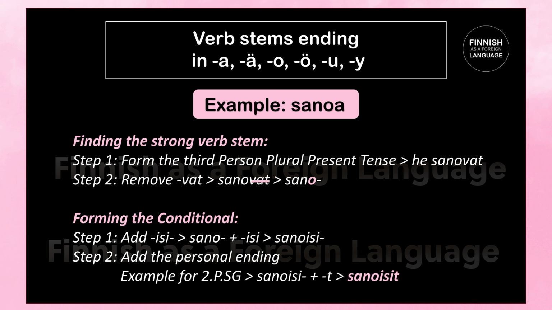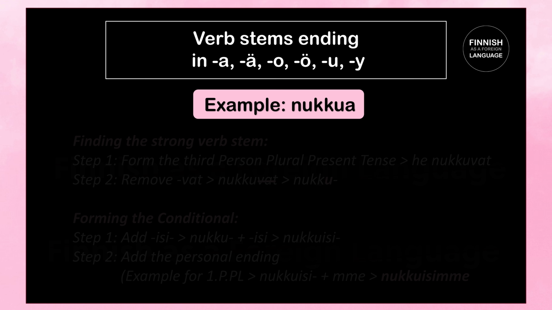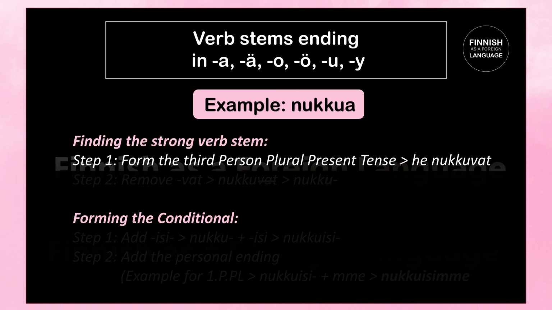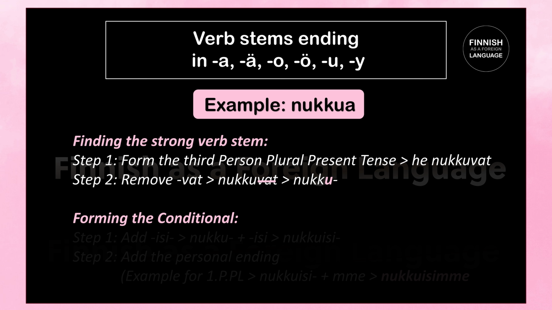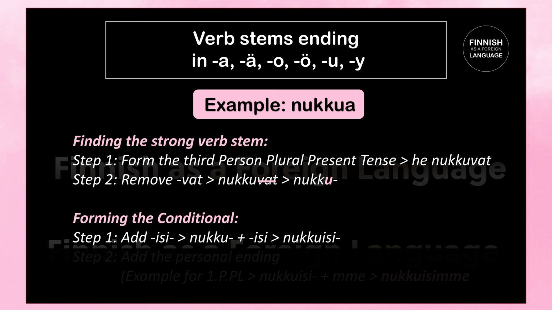Alright? One more example, a verb with a stem that ends in u. For example, nukkua, which means to sleep. Again, how do we find the verb stem? Step number 1, form the third person plural present tense of nukkua, which is he nukkuvat. And then step number 2, remove the vat ending. So nukkuvat changes to nukku. Now it's time for the conditional mood. Step number 1, add isi.